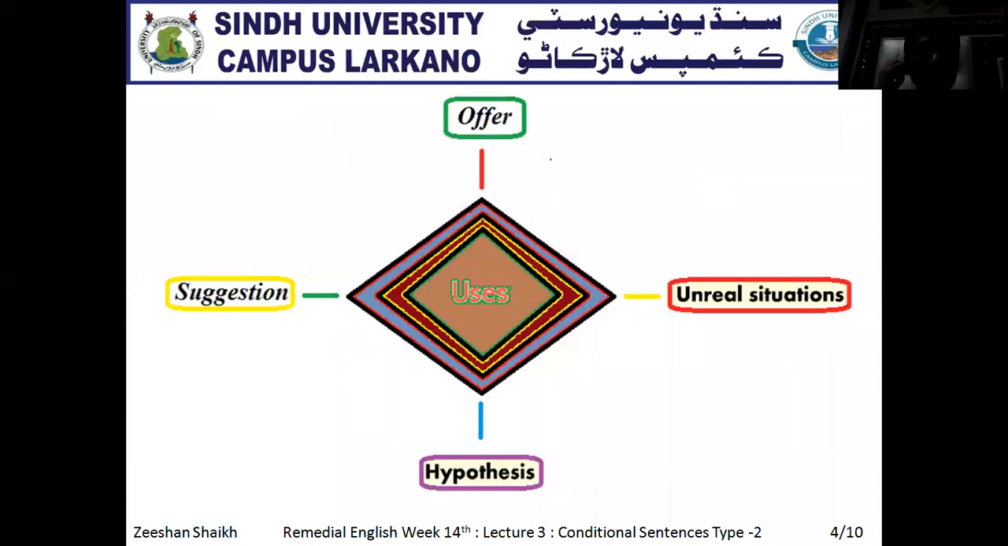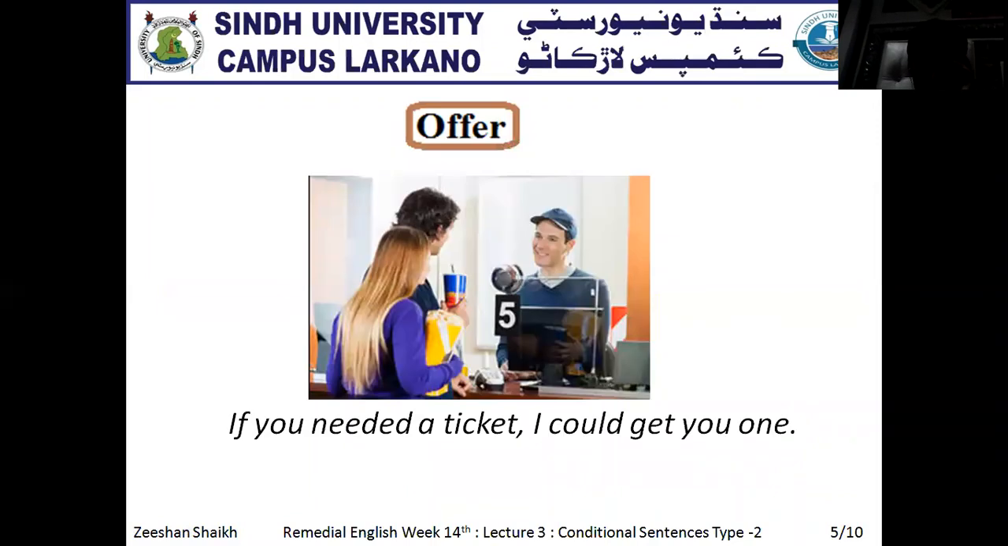Now we have four uses of type 2 conditional sentences. First, the offer; second, suggestion; then hypothesis; and the fourth one is an unreal kind of situation. Clear? Now let's have a look at the first one.